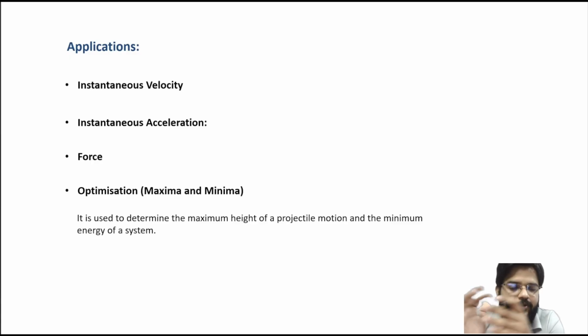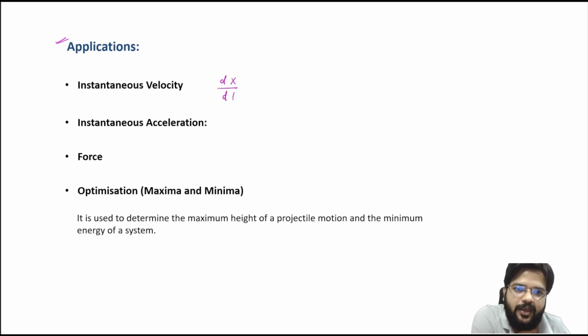Now we will discuss the application of differentiation in physics, everyone. See where we are using differentiation in physics. The first application: if you want to determine instantaneous velocity, it can be written as dx by dt. And if you want to find instantaneous acceleration, it can be written as dv by dt. So here we are using differentiation, everyone, correct? And we will read about this in the motion in a straight line chapter. There we will discuss this.